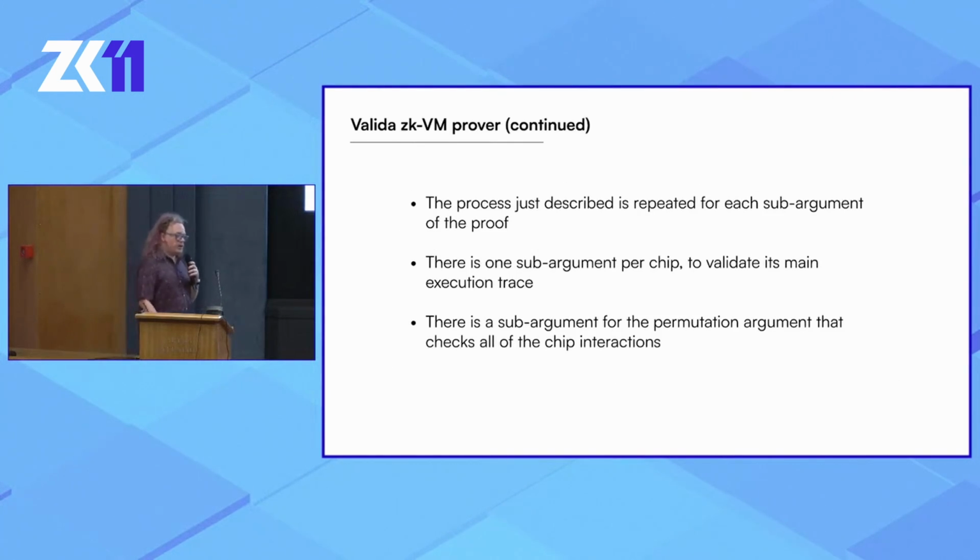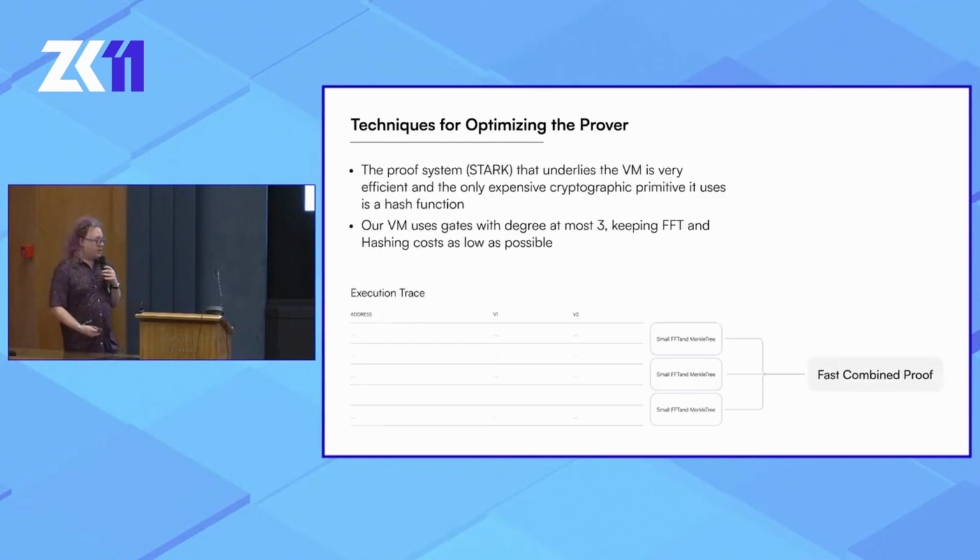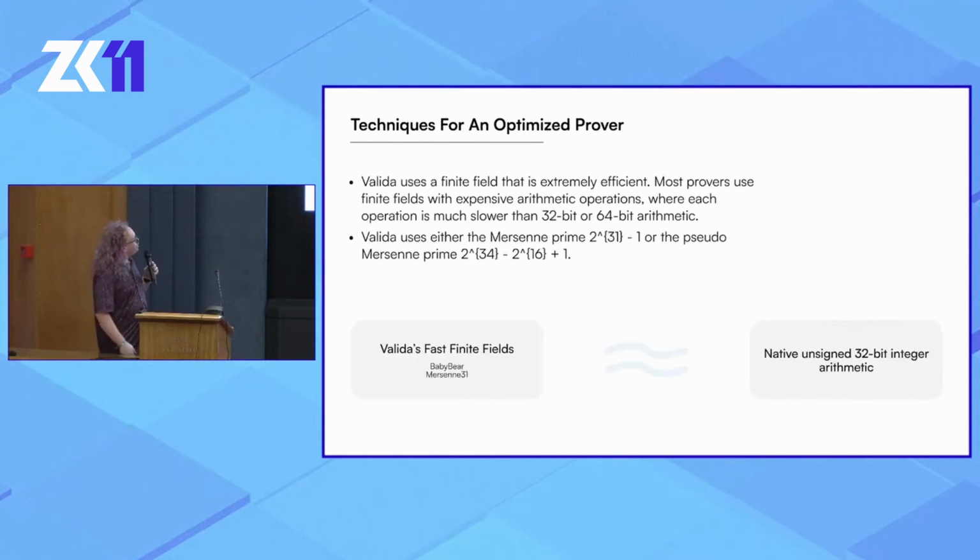But we do this once for each of the chips. We get all the execution traces, and then only after all of that is done, we generate the traces for the permutation argument. One thing to note here is that all of our constraints have degree at most 3, which helps keep the cost down. Also, STARKs only use hash functions, so we completely avoid the need for 256-bit fields, elliptic curves, and other expensive cryptographic operations.